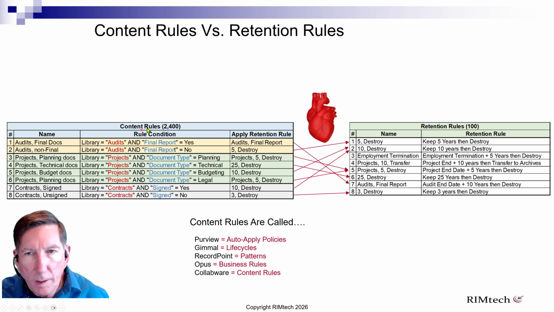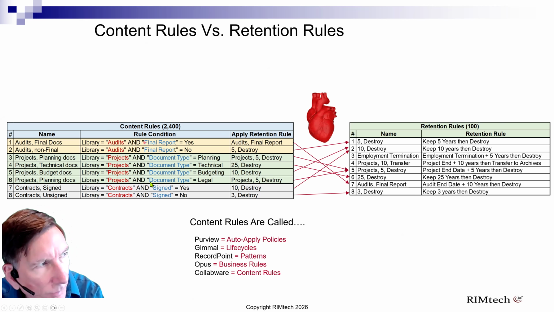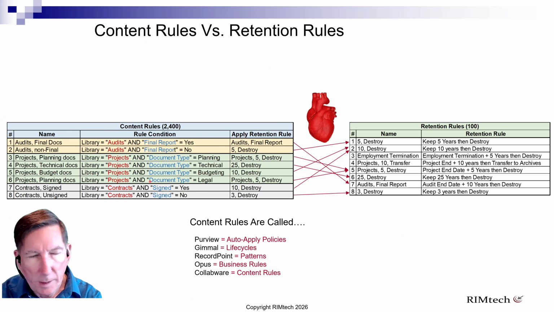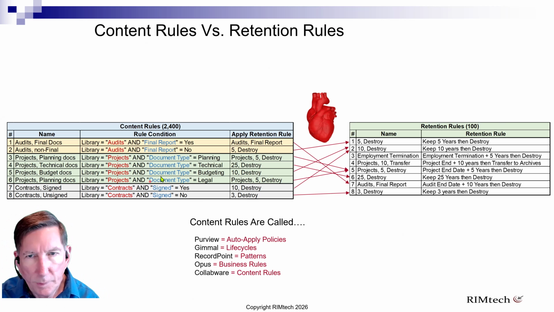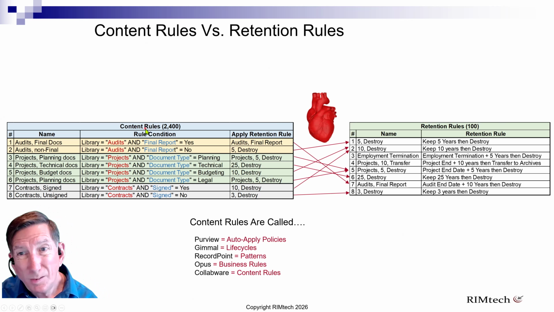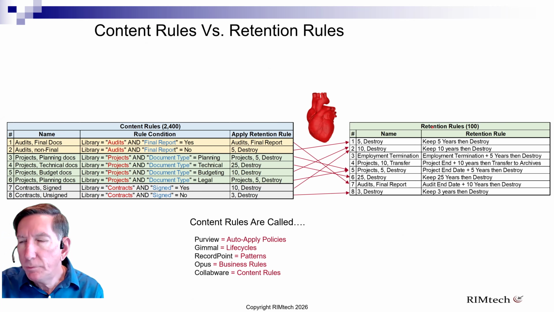We found that on average in a healthy EDRMS, you end up with an average of 3 content rules per library, per category. So if you had 1,000 users, you would end up typically with about 800 libraries. So 3 content rules per library means 3 times 800, which is 2,400 content rules. So you would end up with 2,400 content rules and 50 to 100 retention rules maximum. If you're small, you could have as few as 20. But typically for 1,000 users, you'd have between 50 and 100.